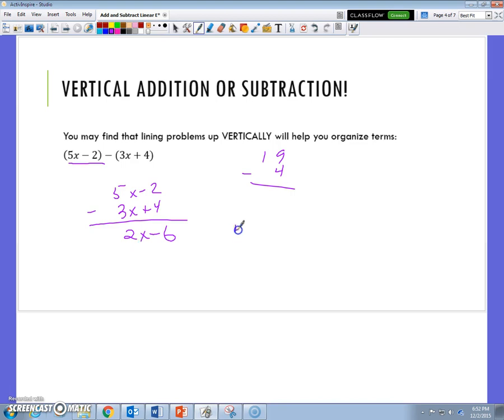So horizontally, it would look like this: 5x minus 2. I distribute that positive 1. And I distribute this negative 1 minus 3x minus 4. Okay, so I have 5x minus 3x is 2x. Negative 2 minus 4 is negative 6. So either way, we get the same answer. I prefer this way because it emphasizes distributing the negative, and that's really what we're trying to get at today. All right.